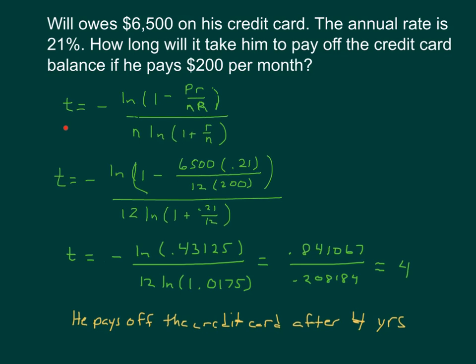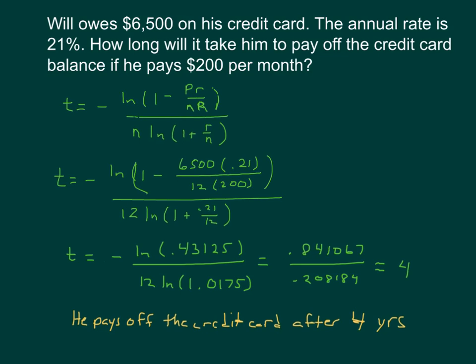So we know we're using this formula that we just derived, that t is equal to the negative natural log of 1 minus p times little r over n times capital R, all over n times the natural log of 1 plus little r over n. Well, in this case, capital P is what we start out with, that's $6,500. Capital R is our payment, that is $200 per month. Because we're paying per month, little n comes out to be 12, and little r is 21%, but because we need to write that as a decimal, it's going to be 0.21.